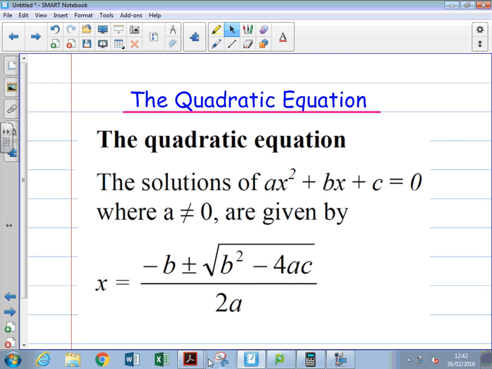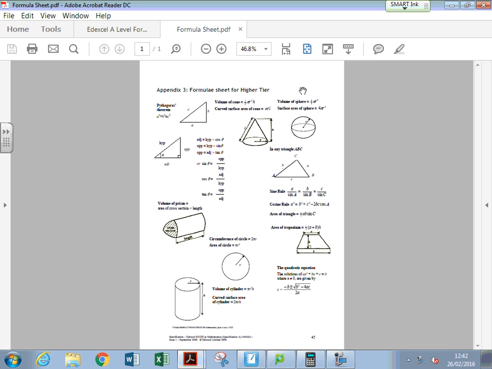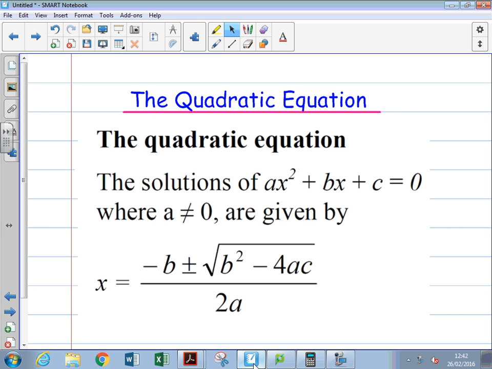The quadratic equation is given on your formula sheet, which is here, and you can see it's just at the bottom on the right hand corner. So it says the quadratic equation: the solutions of ax squared plus bx plus c equals 0, where a doesn't equal 0, are given by x equals minus b plus or minus the square root of b squared minus 4ac, all divided by 2a.